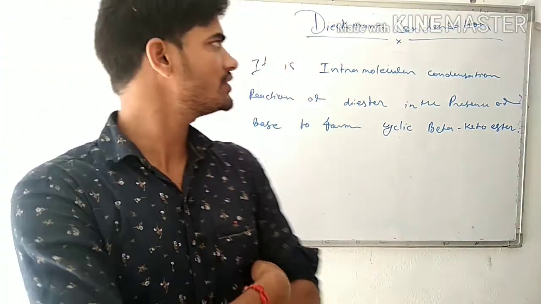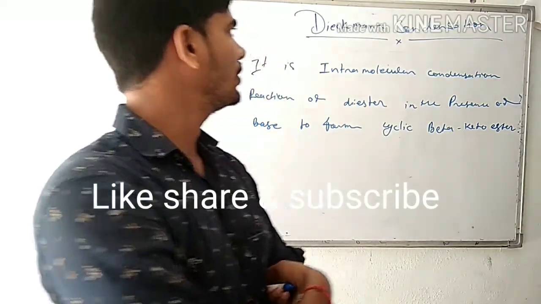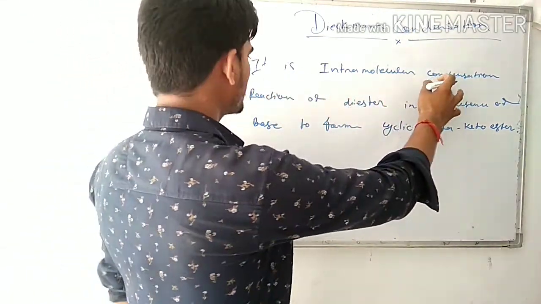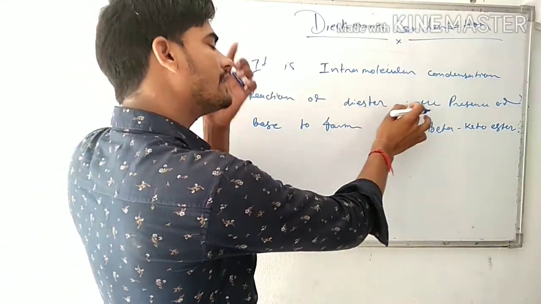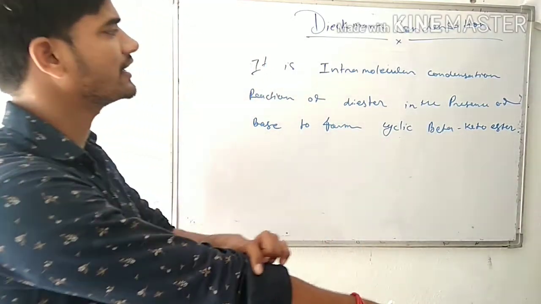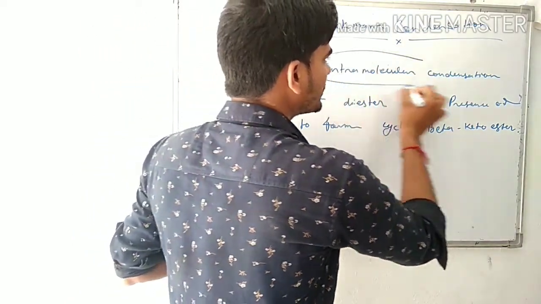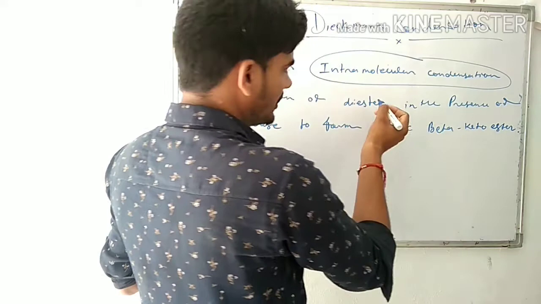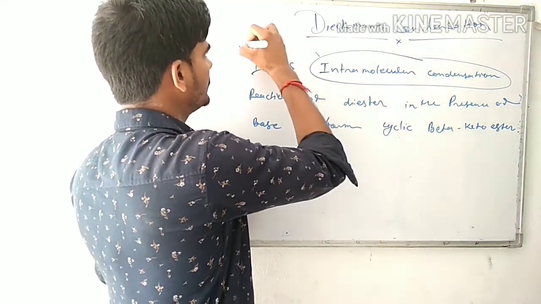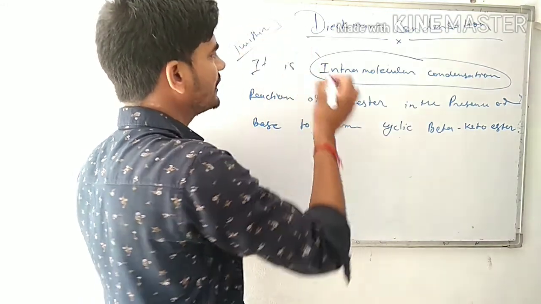Today we are going to study about Dieckmann condensation reaction. So let's start. It is an intramolecular condensation reaction of diester in the presence of base to form cyclic beta keto ester. This is a very interesting reaction because an intramolecular condensation takes place within the molecule. Intramolecular means within the molecule. Within the molecule the reaction occurs.